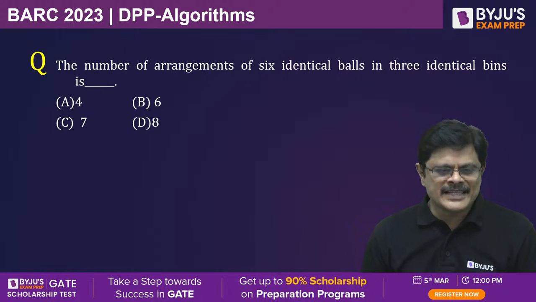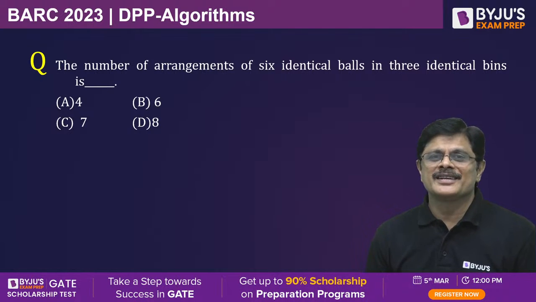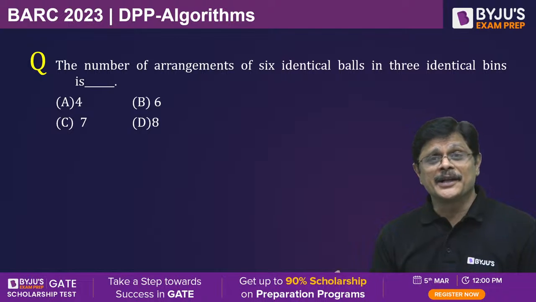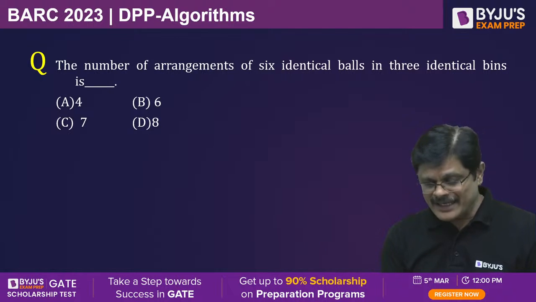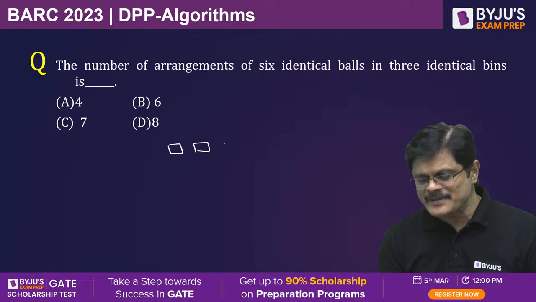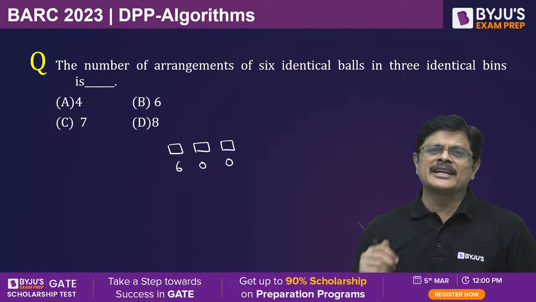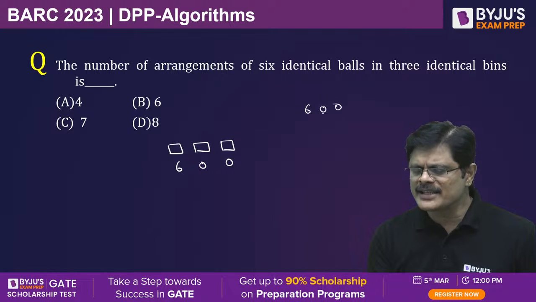Number of arrangements of 6 identical balls in 3 identical bins. Very good. My dear friends, here identical balls in identical bins, then you have to see that arrangement. For example, in 3 identical bins, in 3 places you have to keep 6 balls. You may put 6 here and 0 here, 0 here. Because the bins are identical, whether it is 600, 060, or 006, they are all one and the same.